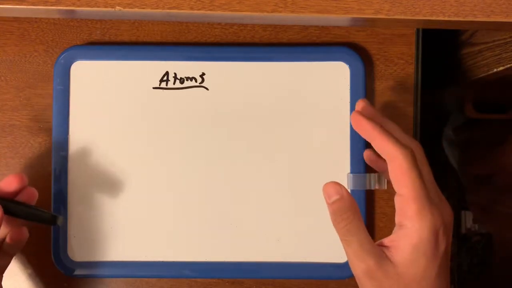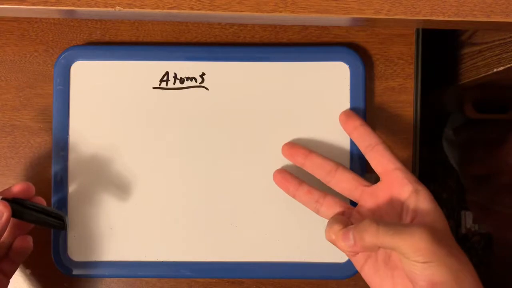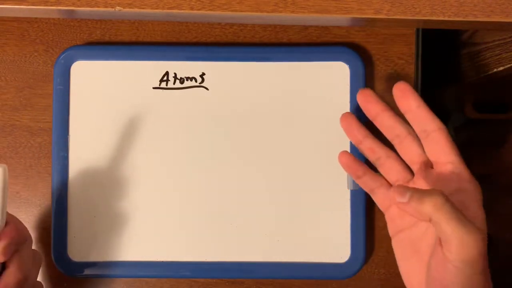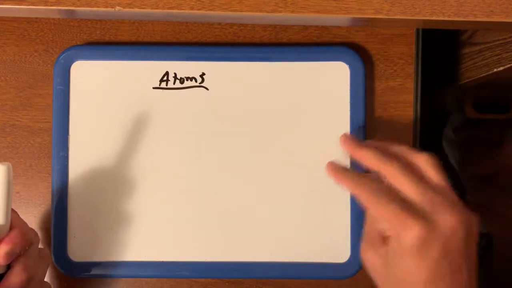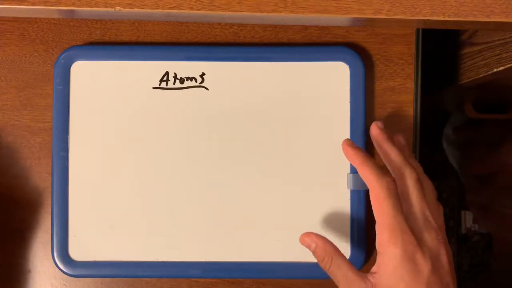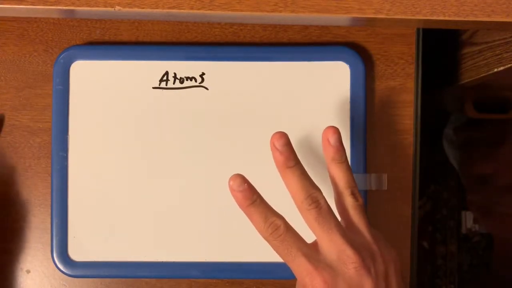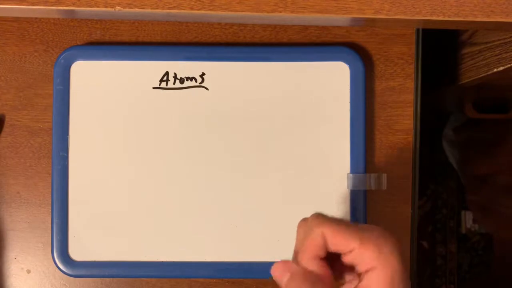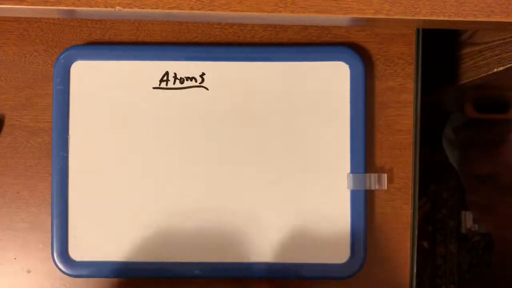So atoms are made up of three different parts themselves. That might sound weird because I said atoms were the smallest thing that make everything around us, but they're made up of three different parts, okay? They're made up of protons, neutrons, and electrons, okay?